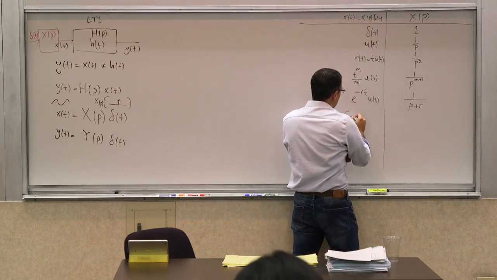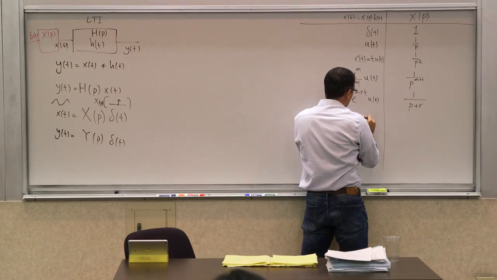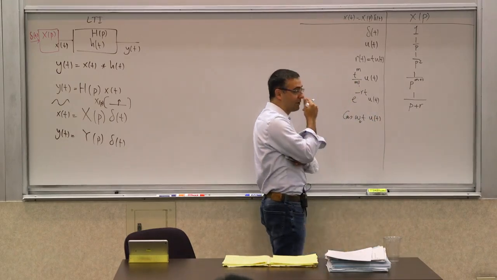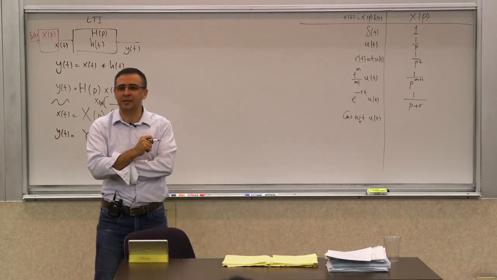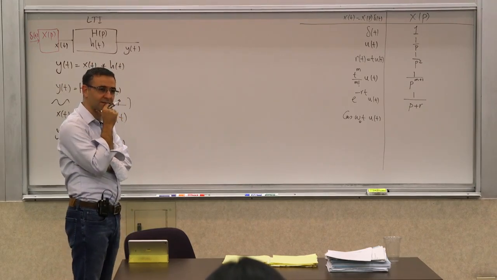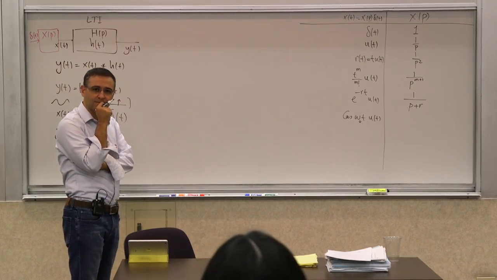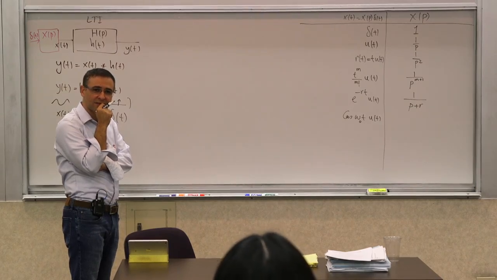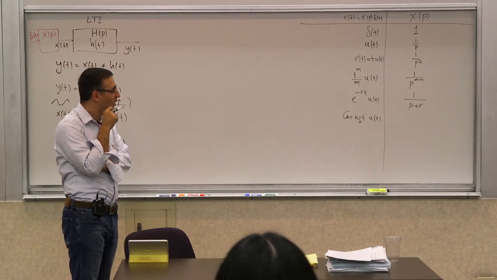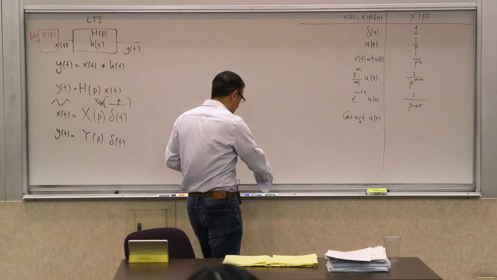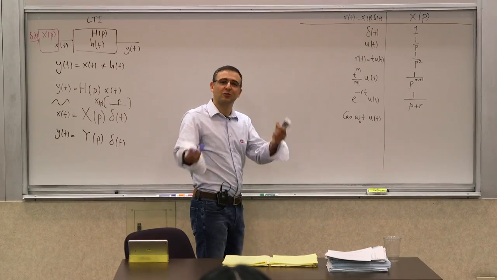So let me give you something a little bit more interesting. Cosine of omega 0 t u of t. What is the operator that generates that off of an impulse? Or what is the system whose impulse response is this? Yes? I don't quite remember the expansion for cosine. Okay, but you would use the expansion for cosine, right? So you know what you need to do.